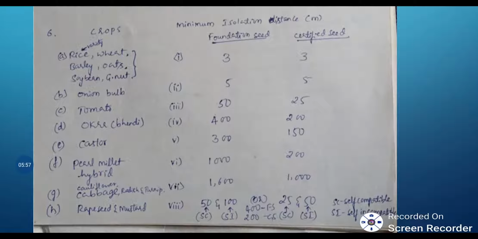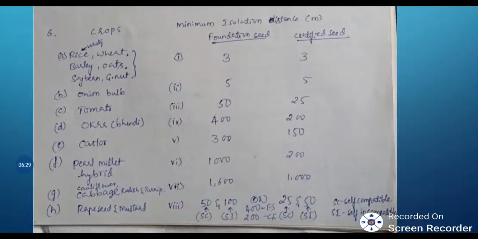Basically for hybrids or general rapeseed and mustard varieties, the isolation distance for foundation seed is 400 meters and 200 meters for certified seeds. But if the plants are self-compatible and self-incompatible, when we talk about hybrid seed production, that means 25 meters for self-compatible and 50 meters for self-incompatible under the certified seeds category.